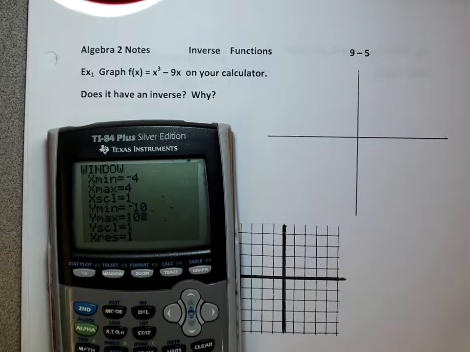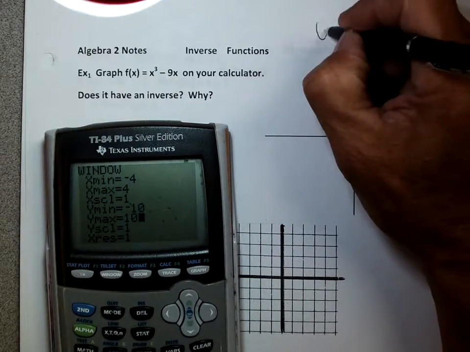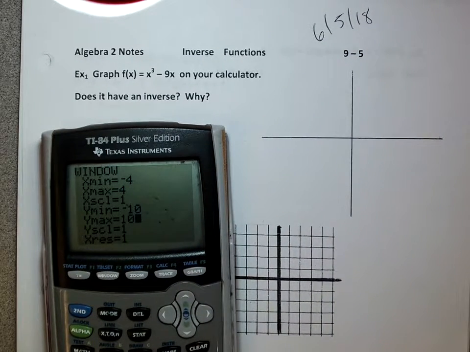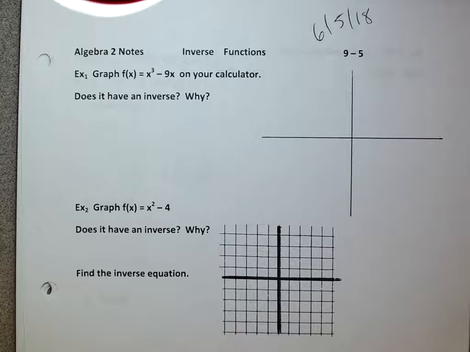Okay, guys, we are almost done. 6/5/18, June 5th, you guys. So, girls, so let's graph.